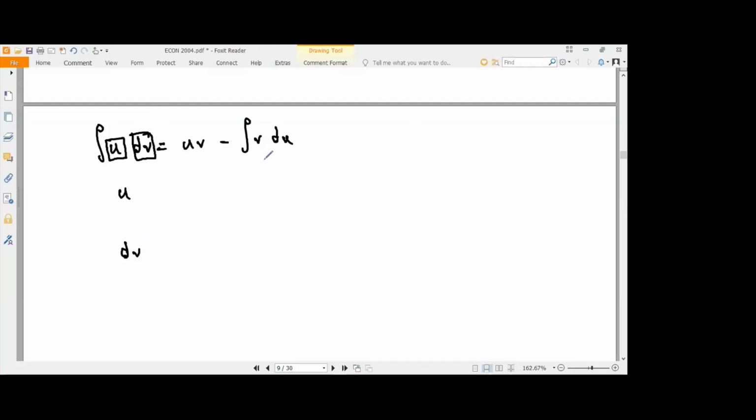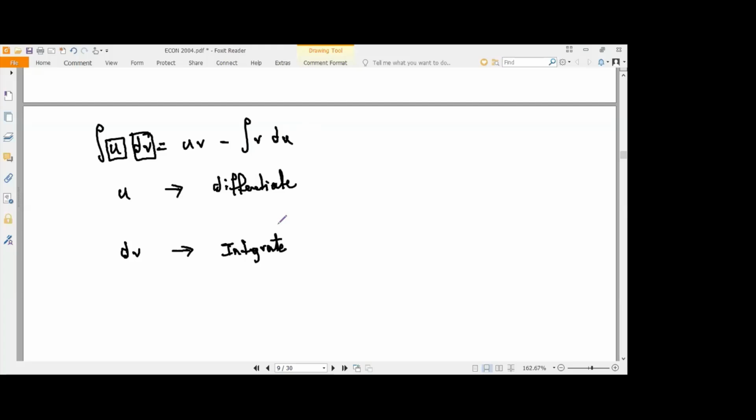If you look at the other side, we already have u, so we're good with that, but we're going to need a v. Only way I can get a v is if I integrate the dv, so I need to integrate this, right? Also, I'm going to need a du. Only way I can get a du is if I differentiate this. So the whole essence of integration by parts is that you must be able to identify one part of the product to differentiate and one part of the product to integrate.